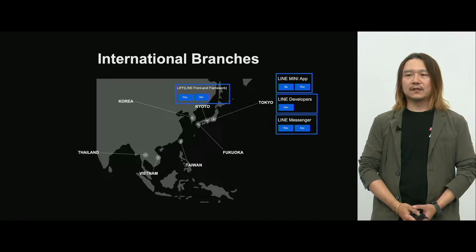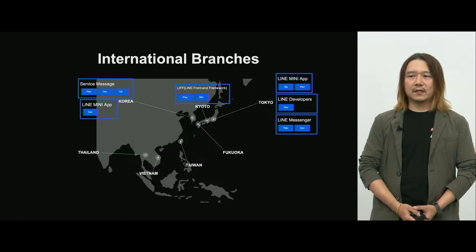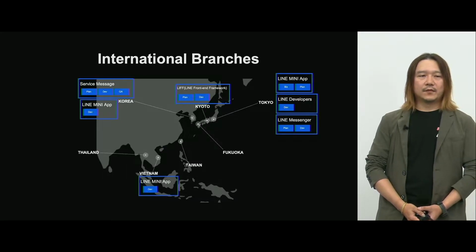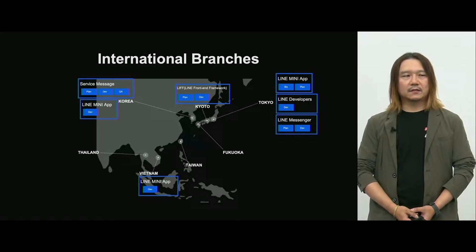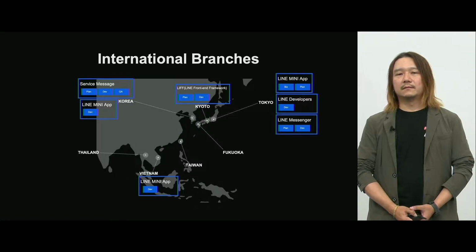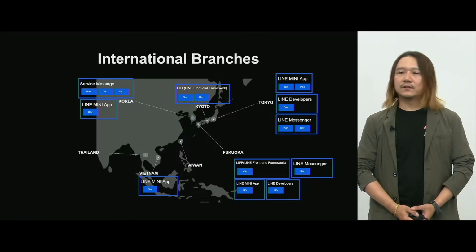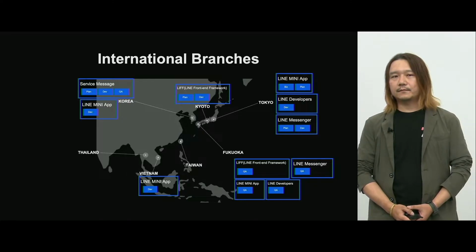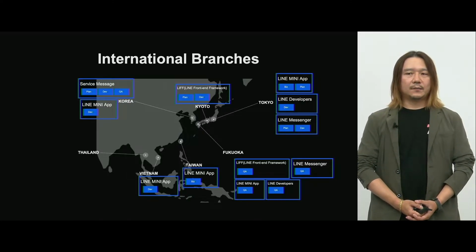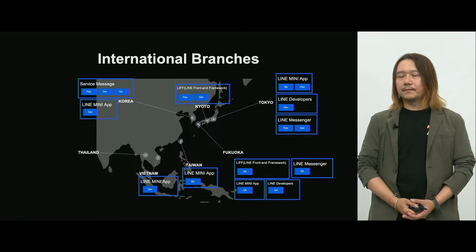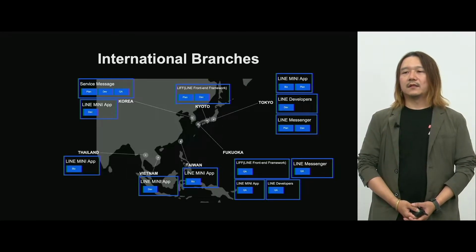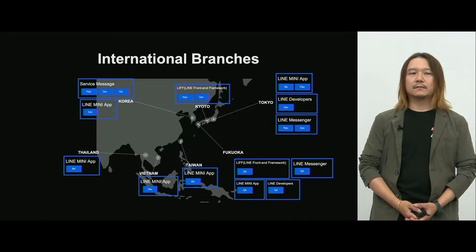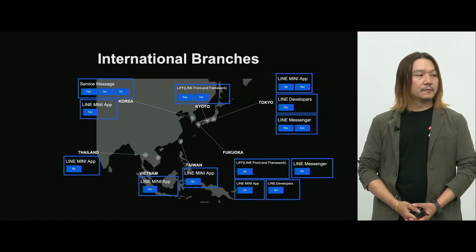Mainly, the planning and development related teams are in Tokyo, Kyoto, and Korea. The development location is in Vietnam as well. And the QA team is working mainly in Fukuoka. In addition to Japan, LINE mini app is offered in Thailand and Taiwan, and the business team belongs to each one of them.